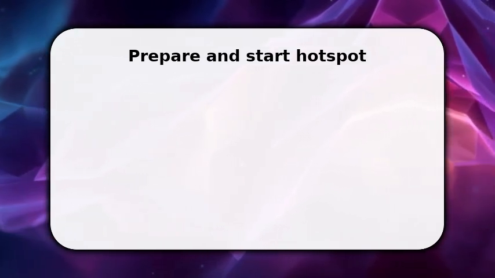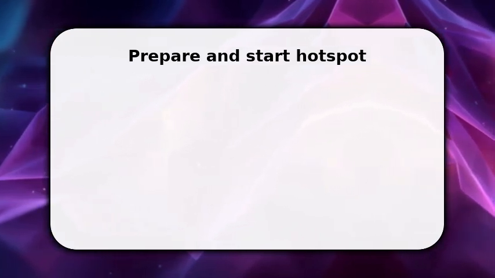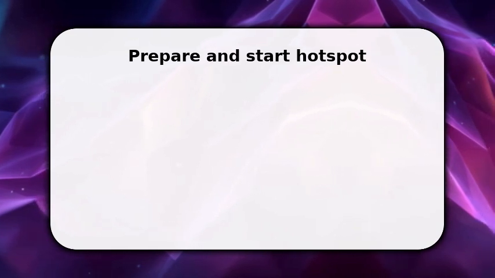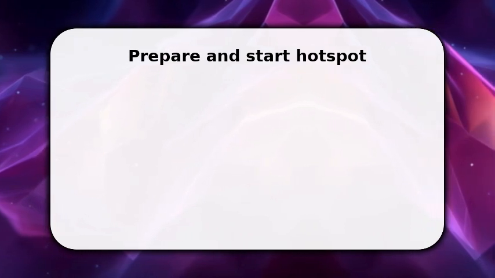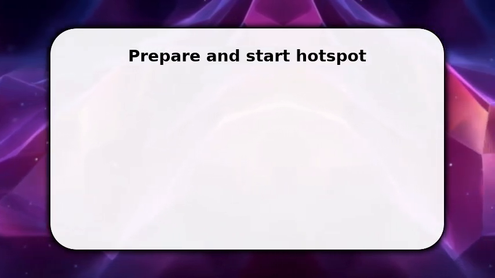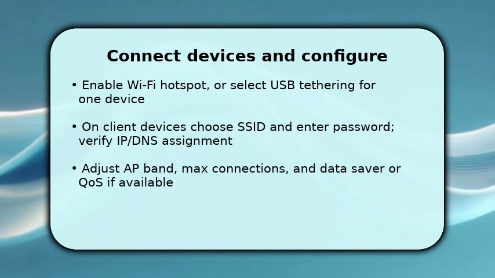Next, open hotspot settings and set a clear SSID and a strong password. Pick 2.4 GHz for range or 5 GHz for speed. Make sure to name it so you can identify it on client devices, and keep the hotspot screen accessible while you continue. Now connect devices.